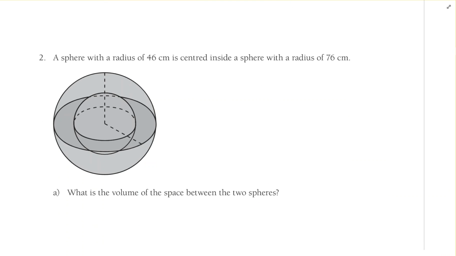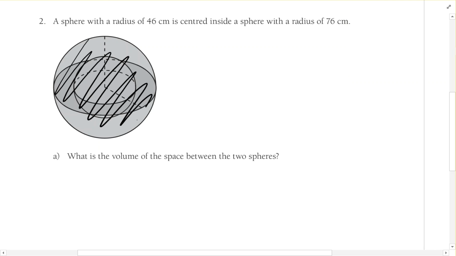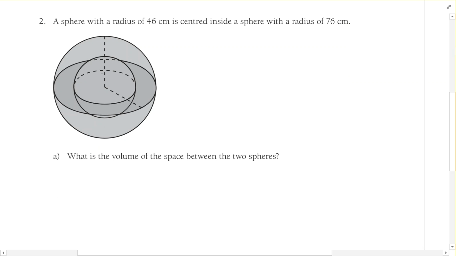Okay, number 2. A sphere with a radius of 46 is centered inside the sphere with a radius of 76. What's the volume of the space between the two spheres? Really what we have here is the volume of the big sphere, the whole thing on the outside, and then we're going to subtract the sphere in the middle. What you have left is the volume around the outside. So we just have 2 spheres to figure out, and then we subtract them.